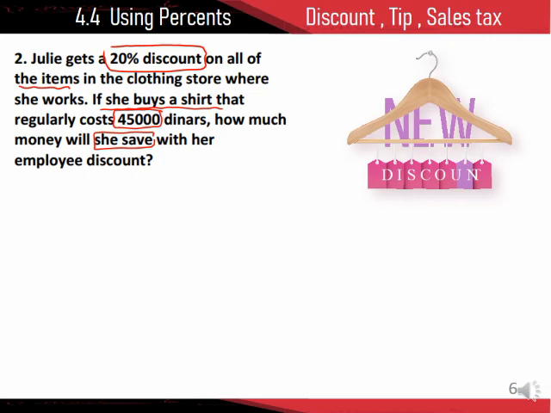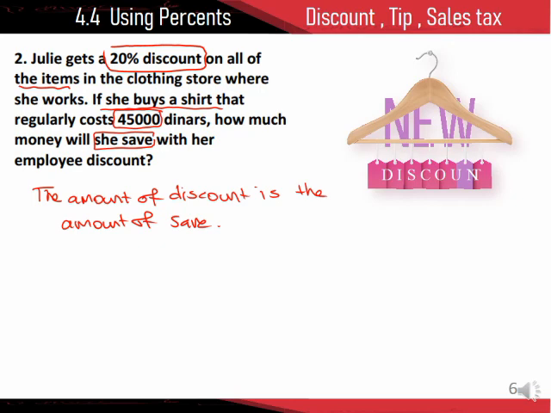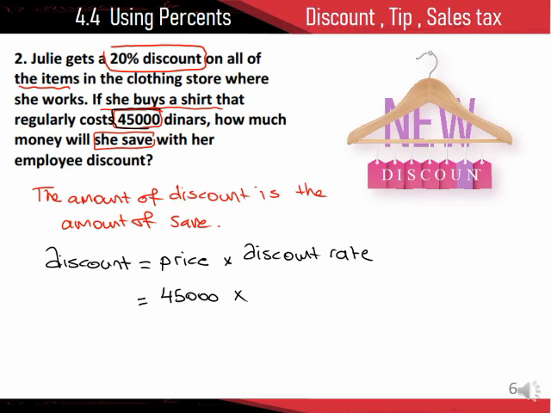In here, the amount of discount is the amount of save. Because the amount of discount we are not going to pay, it becomes savings for us. So we are going to find the amount of discount. Discount we can find by the price of the item multiplied by the discount rate. The original price is 45,000 dinars multiplied by the discount rate, 20%. It means 20 over 100.